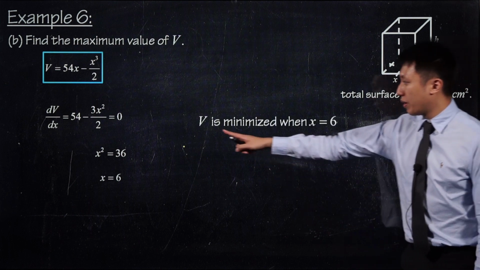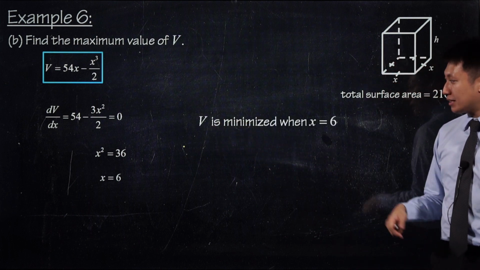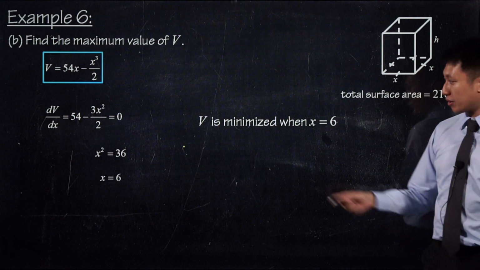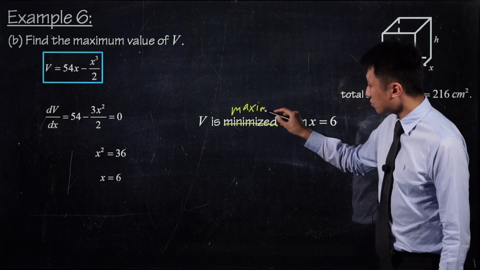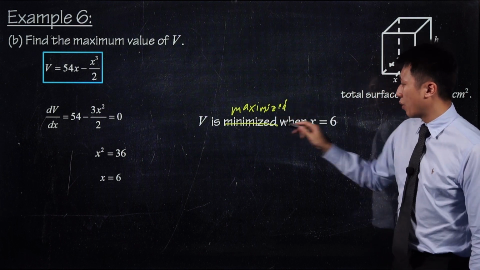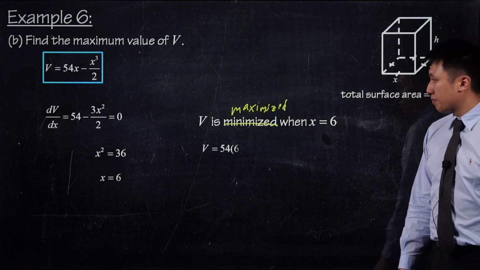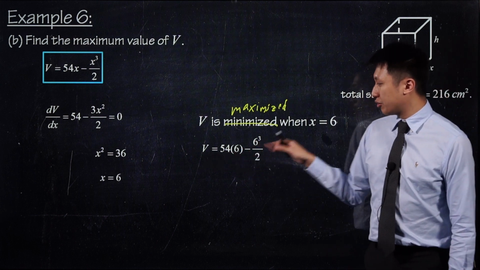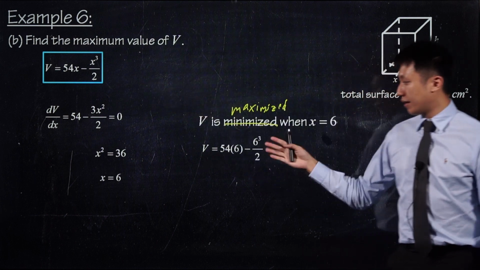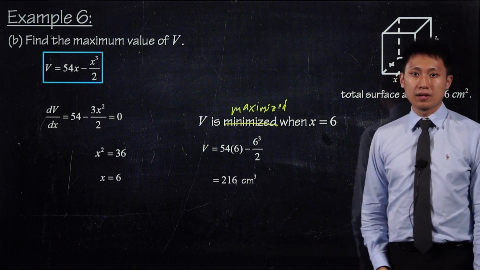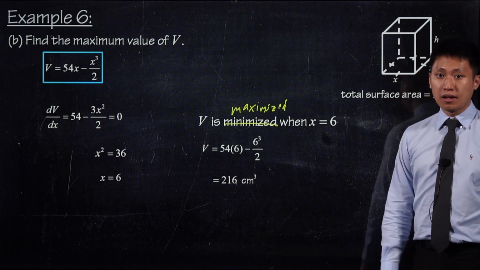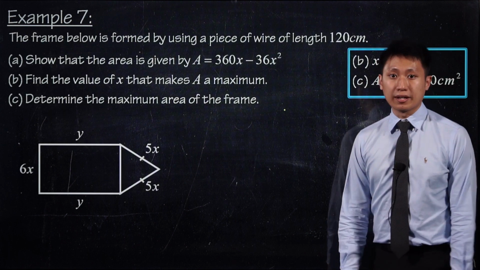Then next, FV is maximized, sorry, when x is 6 cm. Then what you do, you just substitute this 6 into that, then you get an answer, and it's 216 cm cubed. No problem with this. We move on to the next one, the last one here.